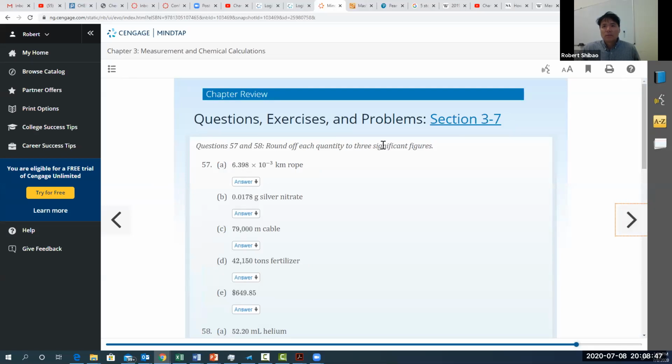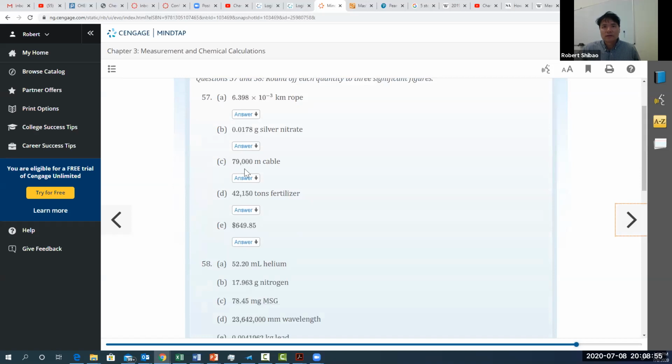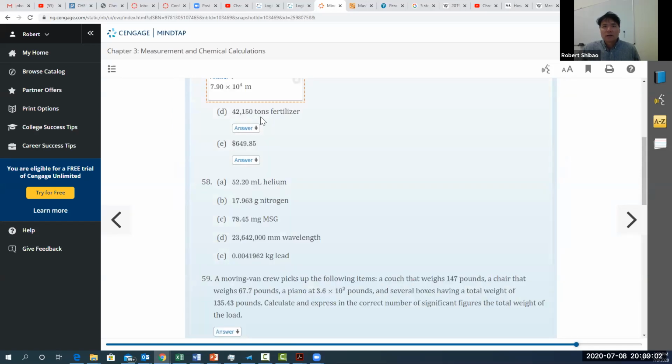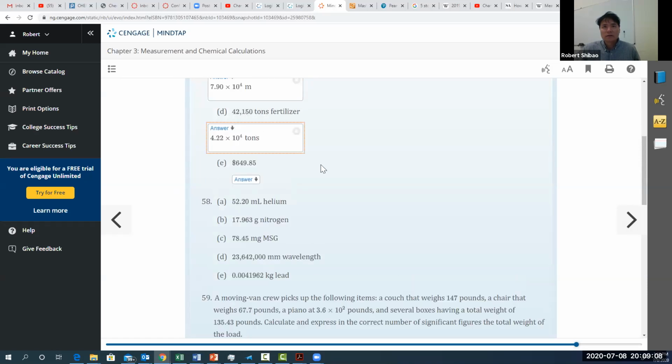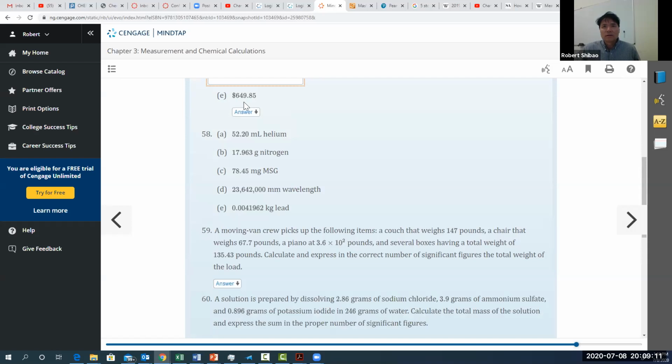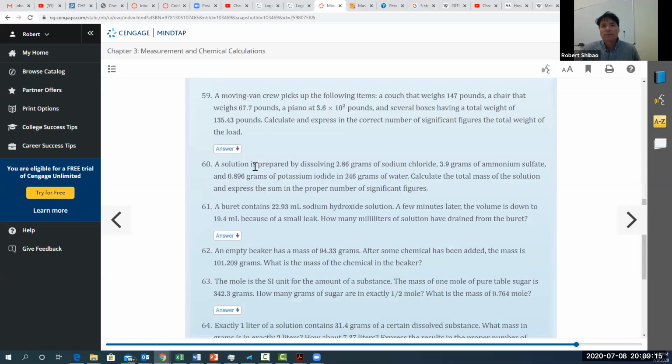So we can just do a quick sig figs check, and then round off each quantity to 3 sig figs. We're dropping the 8, so we round up. 6.40, do a check there. This is already 3 sig figs. This would be 7.90 times 10 to the fifth. We could just check that. To 3 sig figs, that would be 42,200 tons of fertilizer, 1,200, and 3 sig figs, $650. We do those quick checks in there. Okay, let's look at these here.